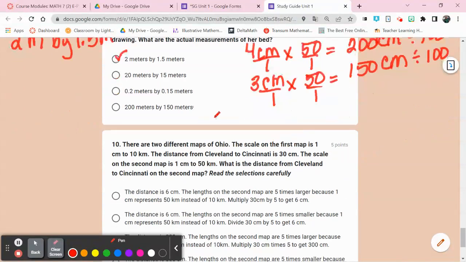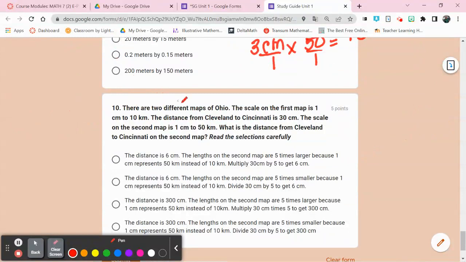All right, last question. There are 2 different maps of Ohio. The scale on the first map is 1 centimeter to 10 kilometers. All right, I'm going to write that right here. 1 centimeter to 10 kilometers. All right, the distance from Cleveland to Cincinnati is 30 centimeters on that map. All right. The scale on the second map is 1 centimeter to 50 kilometers.